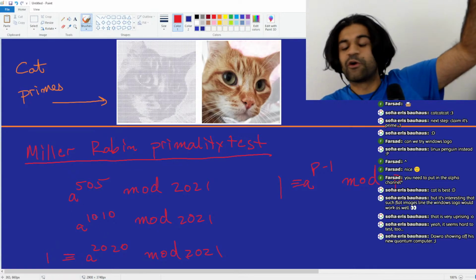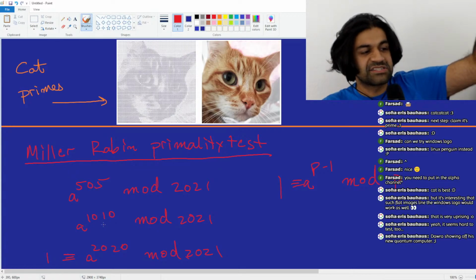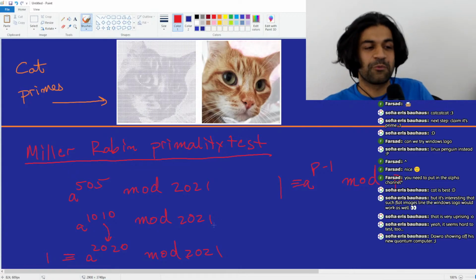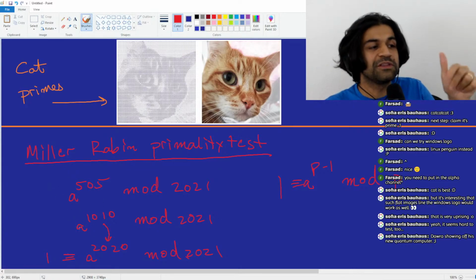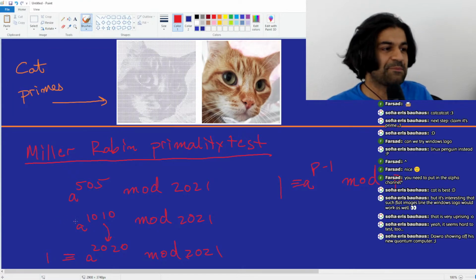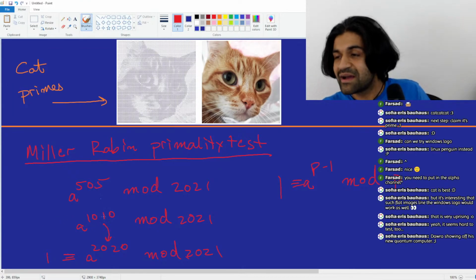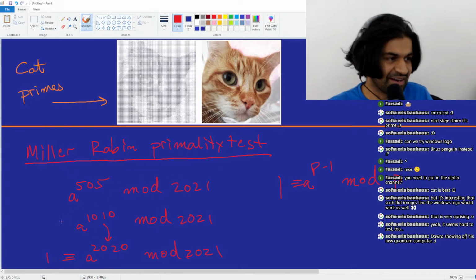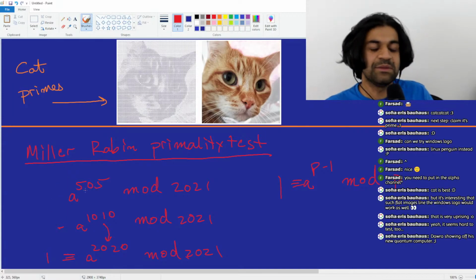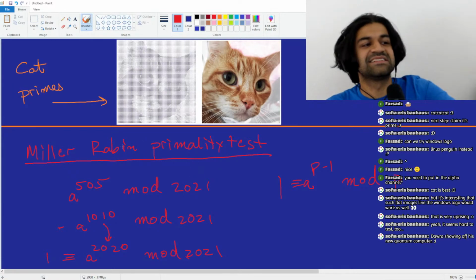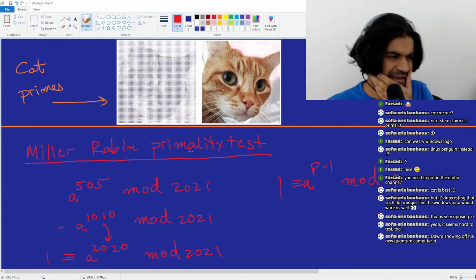But now look at the number before it. The number before it is a number that, if I square it, will give me A to the 2020. Which means if 2021 were prime, then this number could only be plus or minus 1, because the only numbers that square to 1 modulo a prime are 1 and negative 1. We talked about this earlier. So you can examine these numbers, and the minute you hit something that's not 1 or negative 1, you know this number could not be prime. And that is the essence of the Miller-Rabin primality test. Please let me know if you have any questions about this.